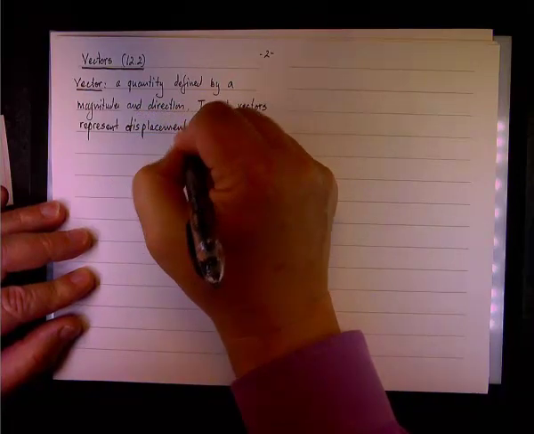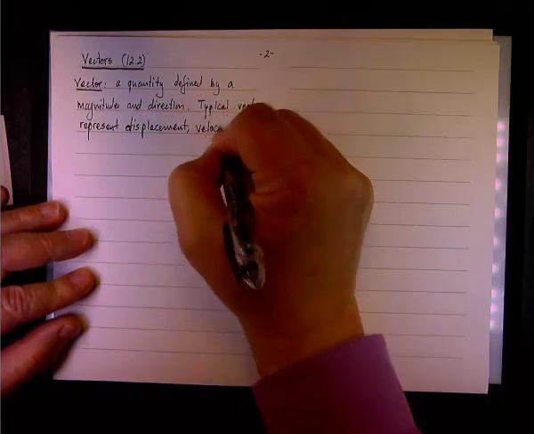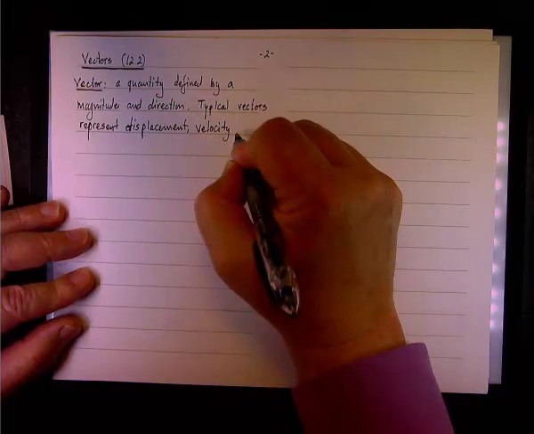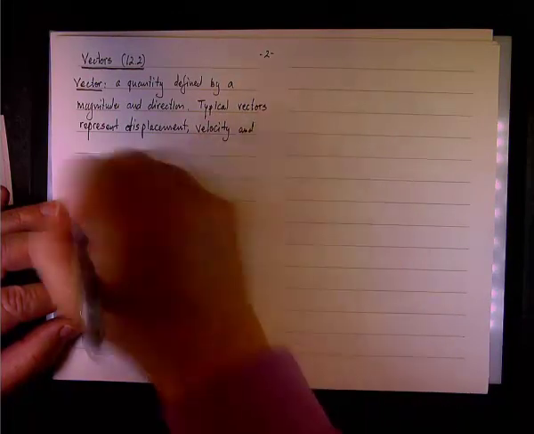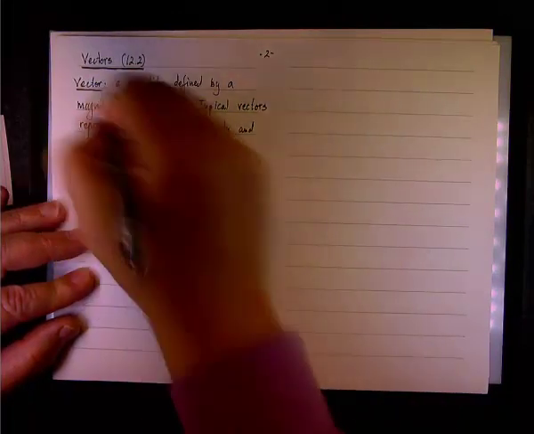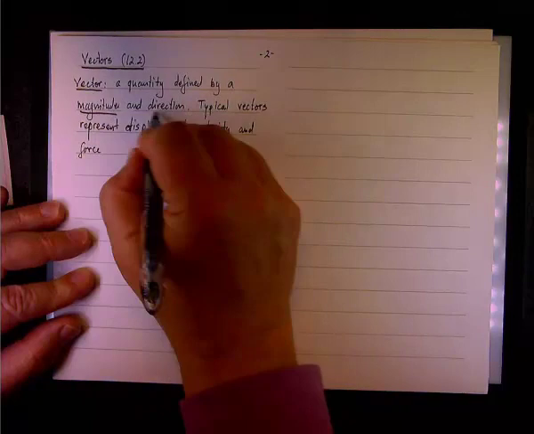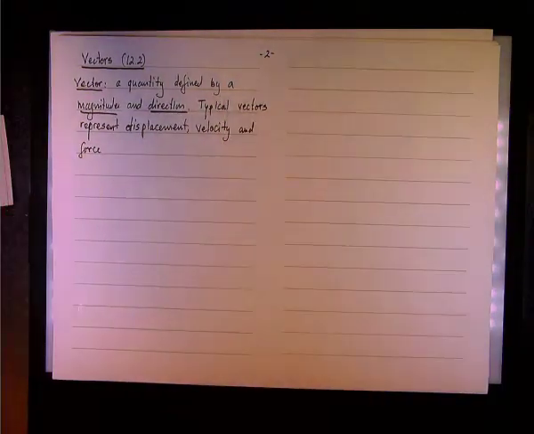So typical vectors represent displacement, velocity, and force, to just name a few. So the keywords are magnitude and direction.